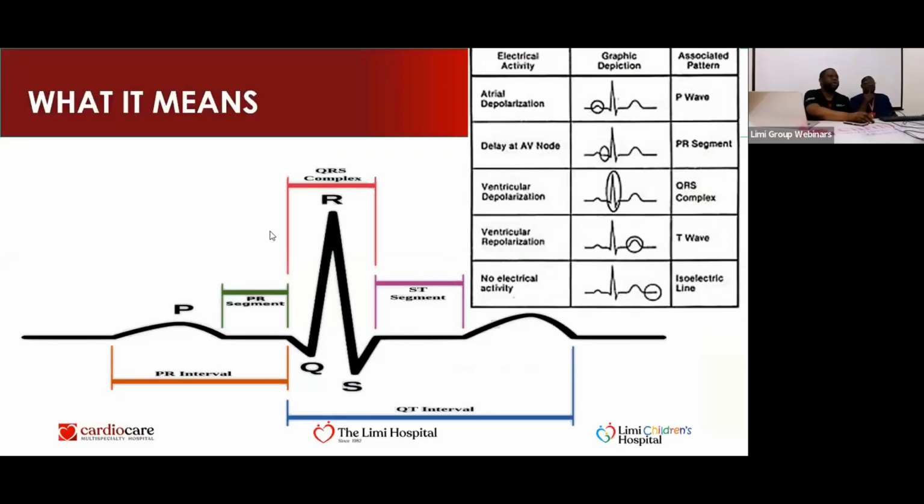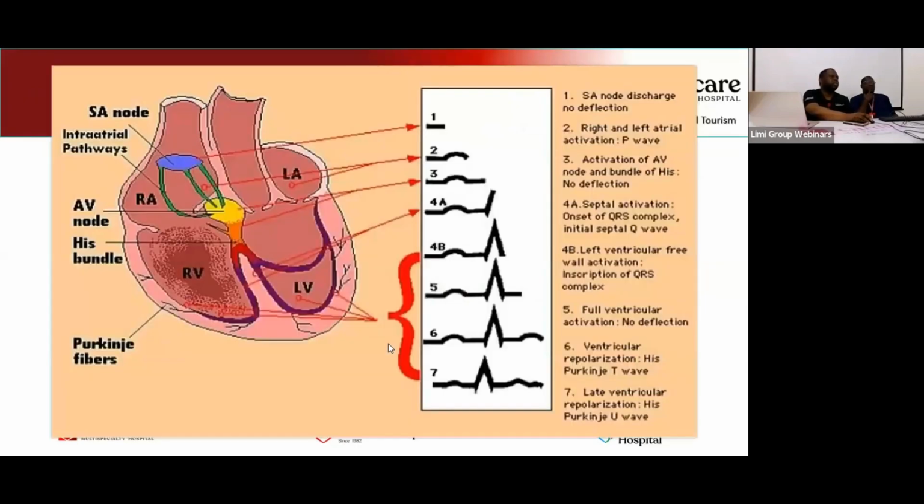So P wave, the atrium is charging. PR, it waits for the impulse to go. Then it now moves, it now discharges under the QRS. And then at the QRS, the ventricles charge before they contract, and then the ventricles recover and discharge. So this ST segment represents when the ventricle is recovering. So anytime there's a blood supply problem, or the ventricle is too big, this ST segment will show the problem. That is essentially what we're talking about.